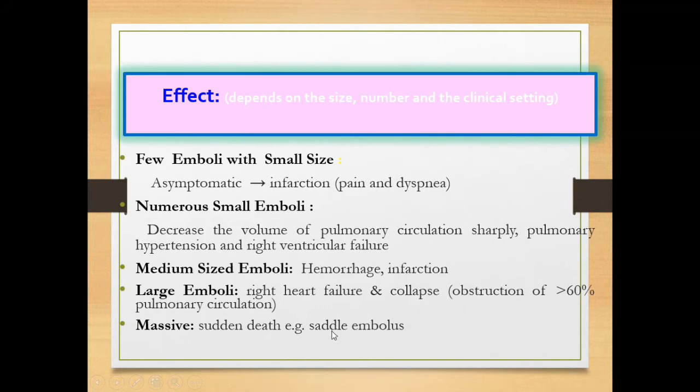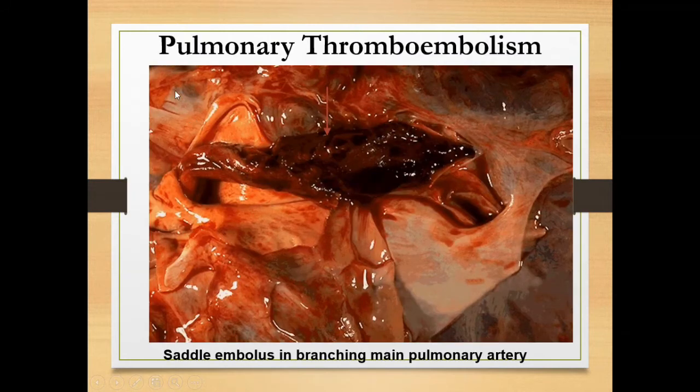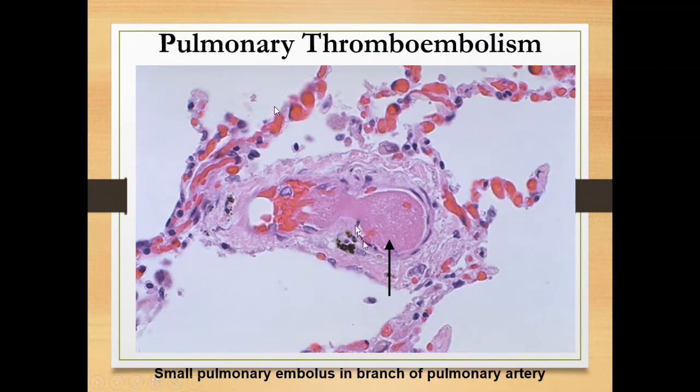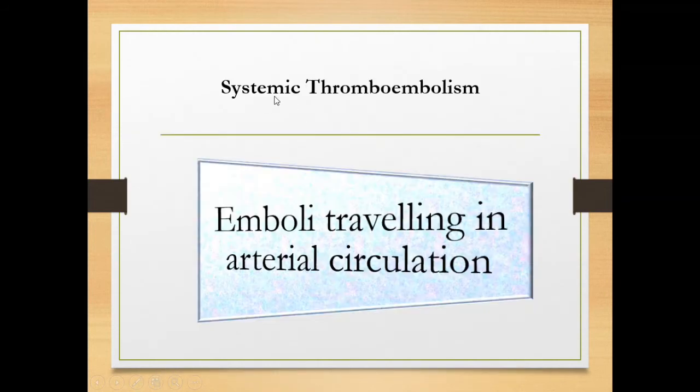Pulmonary embolism is emboli blocking the arteries in the lungs or the pulmonary artery, such as in the small pulmonary embolus in a branch of the pulmonary artery. Systemic thromboembolism is when a thrombus or emboli derived from the heart or arteries travel in the systemic circulation. Emboli traveling in arterial circulation, we call it systemic thromboembolism.